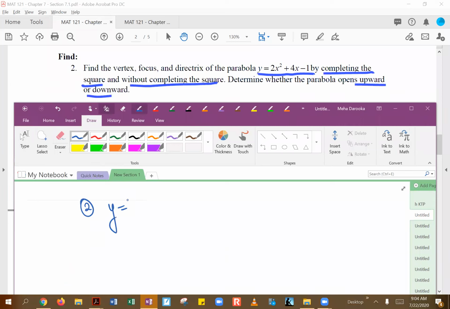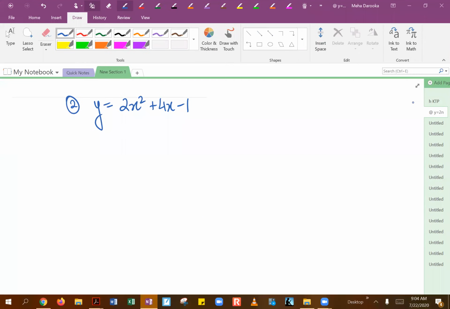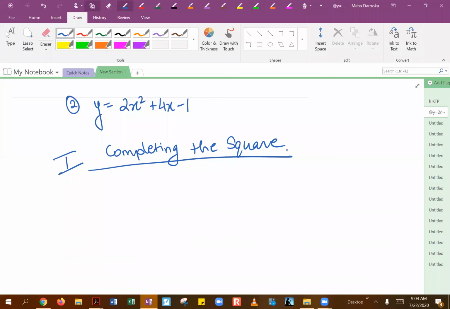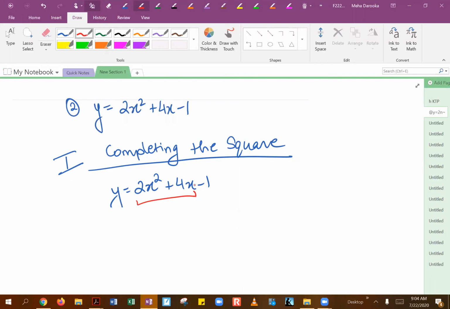Let's take a look at this guy over here. So we are given y equals 2x squared plus 4x minus 1. So the first method we will do is completing the square. And so we had again talked about this in chapter 3, but just in case you don't remember, we start by taking the first two terms of our equation over here, and we are only going to factor out the constant.